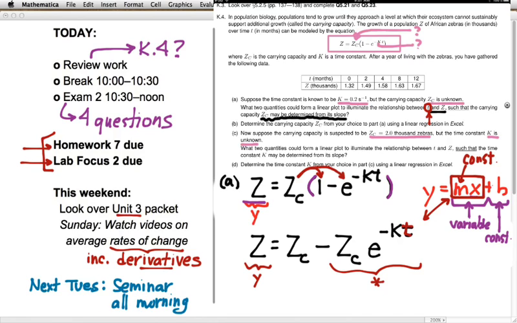Zc. Remember, according to the order of operations, this e to the minus kt, this power happens before it gets multiplied by zc. So zc is not getting multiplied by e. Zc is getting multiplied by e to the minus kt. So when we look for our slope, we're going to take just zc, because that's the constant multiple in this term. And then the e to the minus kt becomes what? It becomes our x.